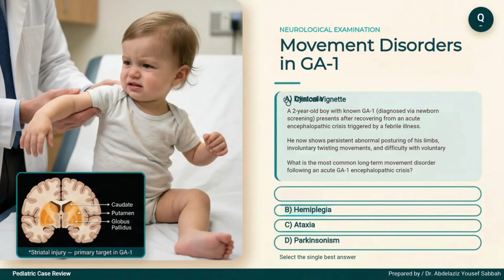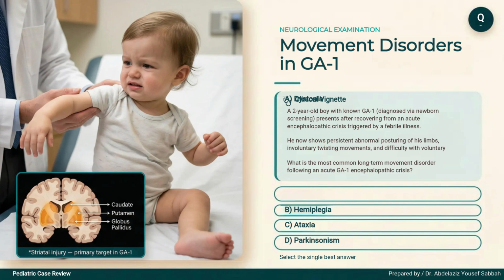Case 4. A 2-year-old boy with known Glutaric Acidemia Type 1, diagnosed via newborn screening, presents after recovering from an acute encephalopathic crisis triggered by a febrile illness. He now shows persistent abnormal posturing of his limbs, involuntary twisting movements, and difficulty with voluntary motor tasks. What is the most common long-term movement disorder following an acute Glutaric Acidemia Type 1 encephalopathic crisis?